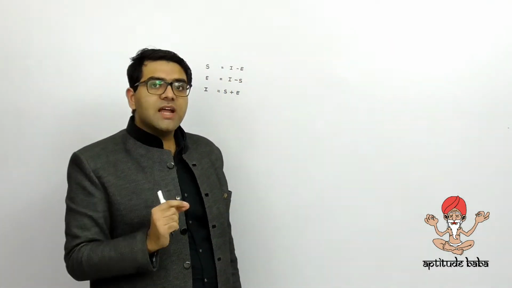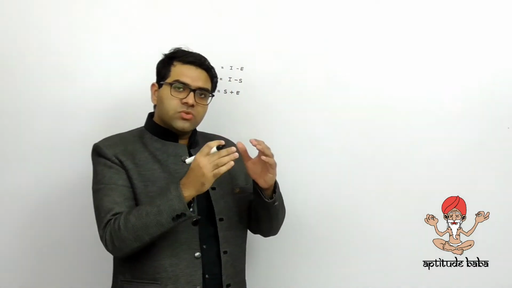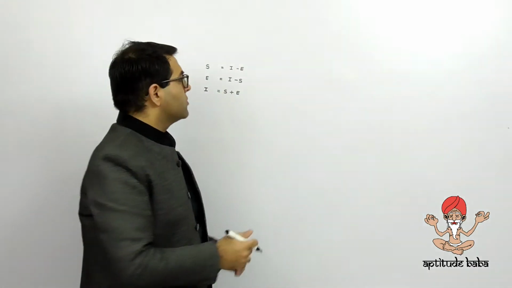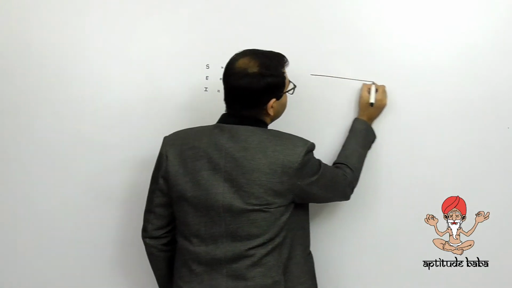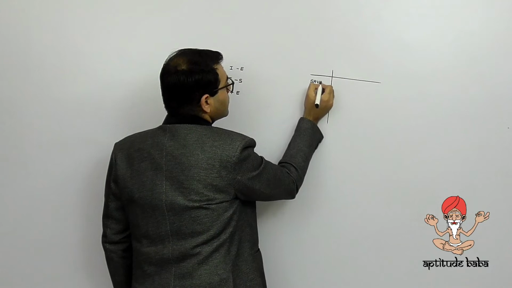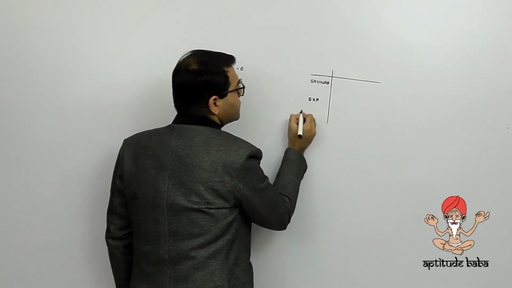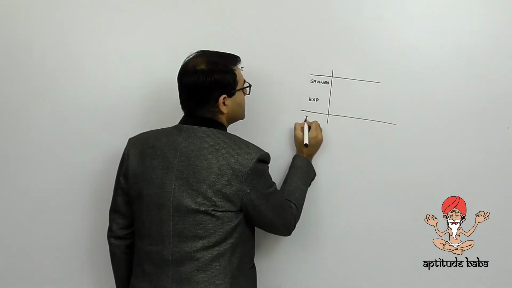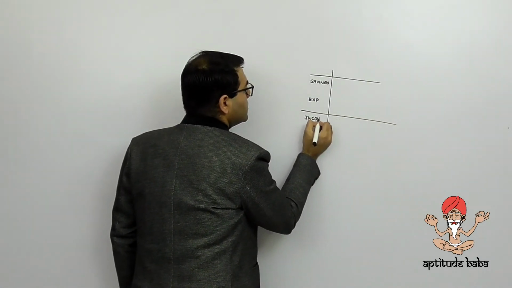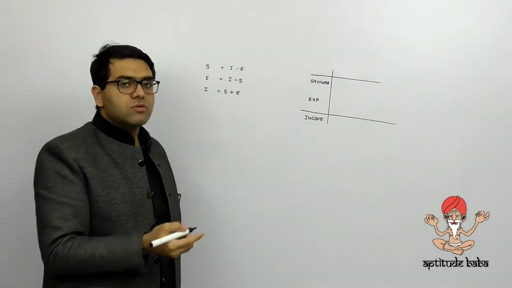Now the question at hand can be solved by creating an equation, but the method that I'll recommend you here is the tabular method. In the tabular method, we put all three variables in a table. So what I do is that I create a table in which I have savings on the top, expenditure in the middle, and of course the sum of savings and expenditure is your income. What I'm going to do is populate this table with the given data and I'll be able to solve the question.